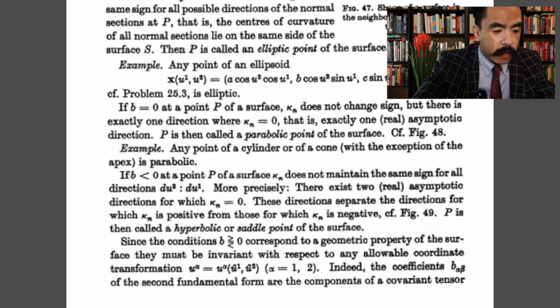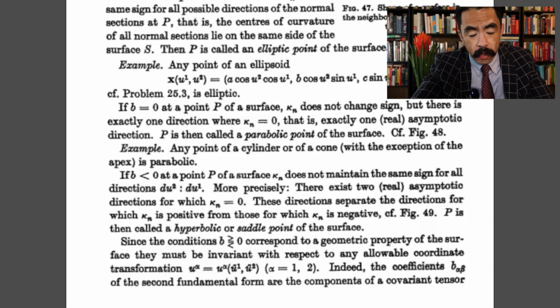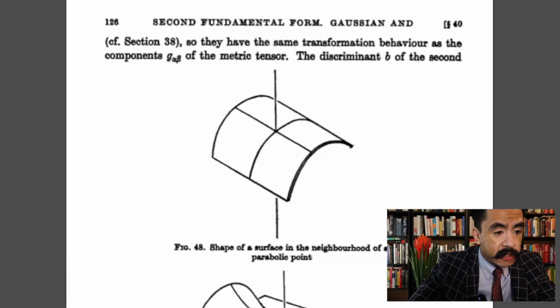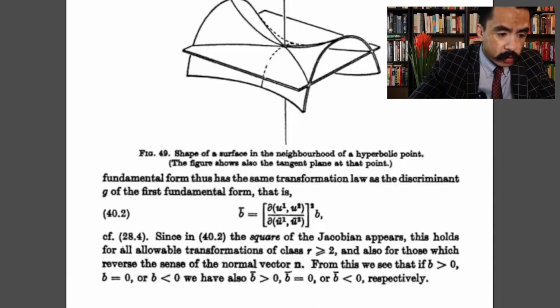Since the conditions of b being either greater than or equal to 0 or less than or equal to 0 correspond to a geometric property of the surface, they must be invariant with respect to any allowable coordinate transformation, such as u^α given by the function u^α in terms of ū^1 and ū^2, where α can be either 1 or 2. Indeed, the coefficients b_αβ of the second fundamental form are the components of a covariant tensor, refer to section 38, so they have the same transformation behavior as the components g_αβ of the metric tensor. The discriminant b of the second fundamental form thus has the same transformation law as the discriminant g of the first fundamental form.